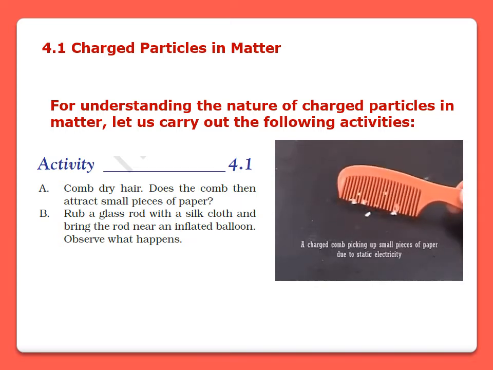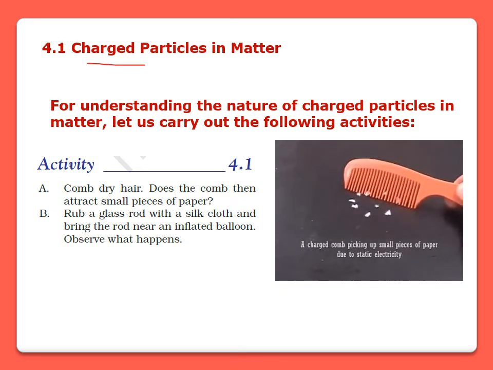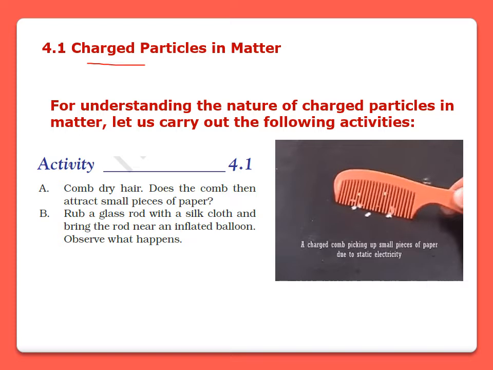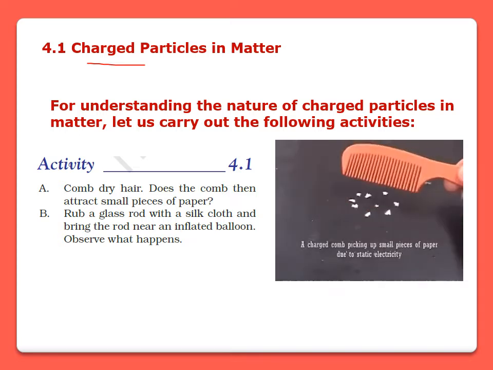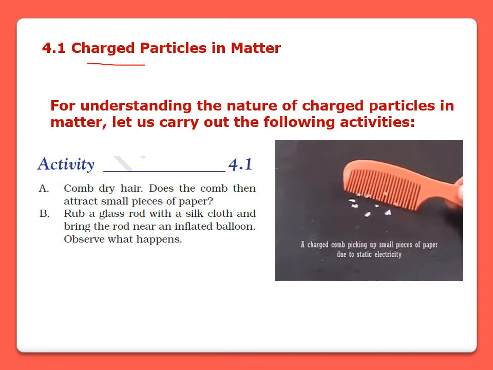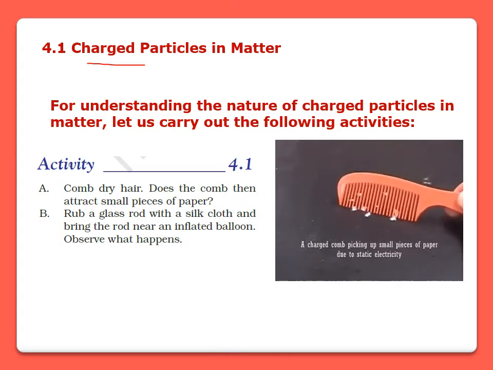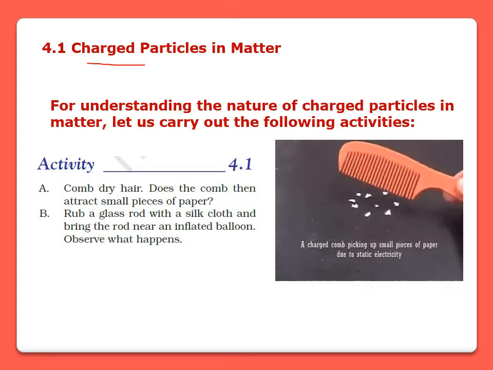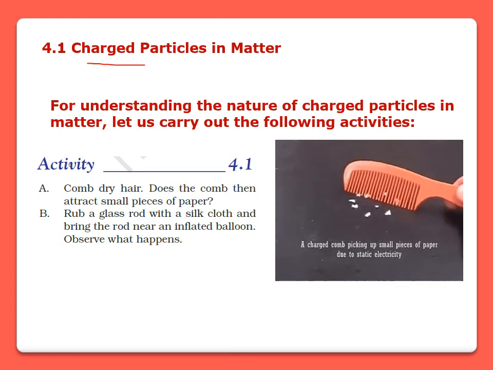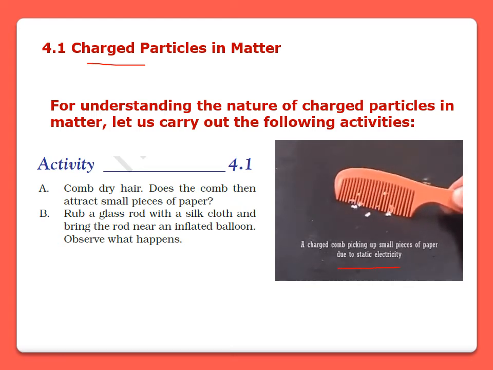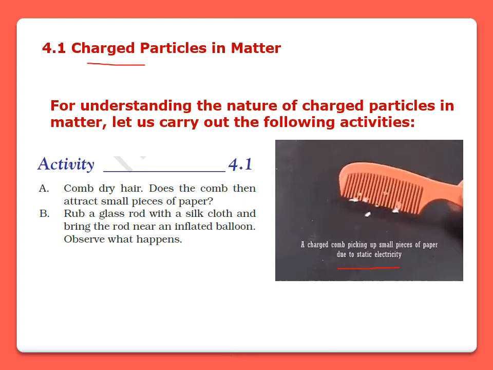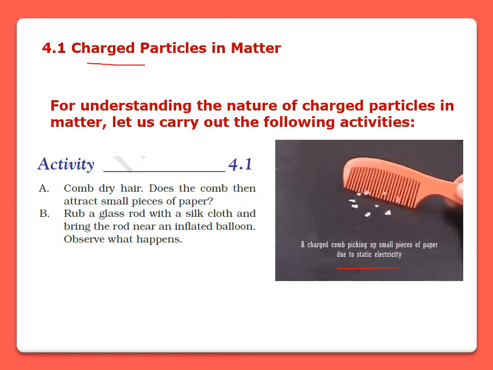To understand this, we are supposed to do an activity, and the activity is very simple. This activity 4.1 is given in your textbook, and the activity is you just have to comb your dry hair and then you bring that comb near to the pieces of the paper. What do you observe? You observe that the comb starts picking up small pieces of paper. And why does this happen? This happens due to the static electricity.